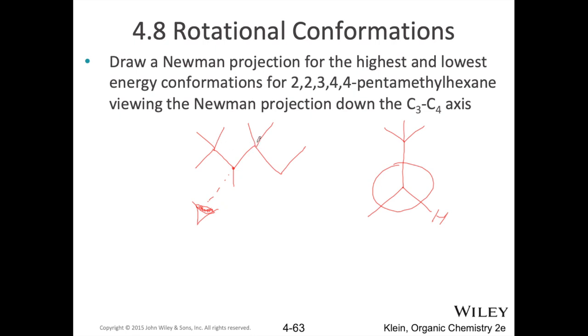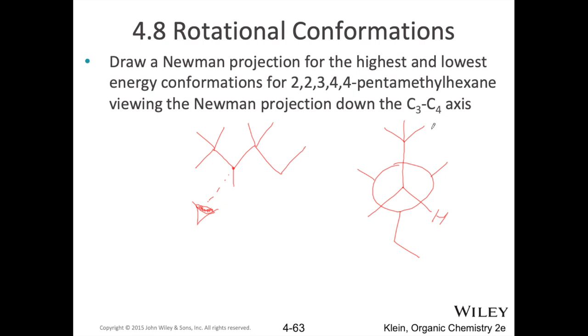And on that back carbon, we have 1 methyl group, another methyl group, and we have an ethyl group, essentially. So if I draw it this way, an ethyl group, and here are my 2 methyl groups. That's basically what that looks like in a staggered conformation.